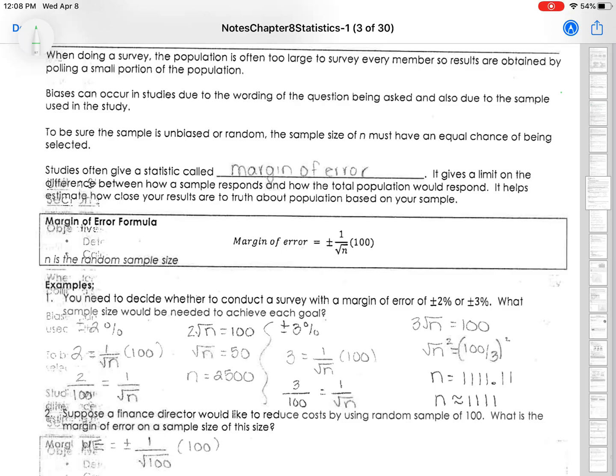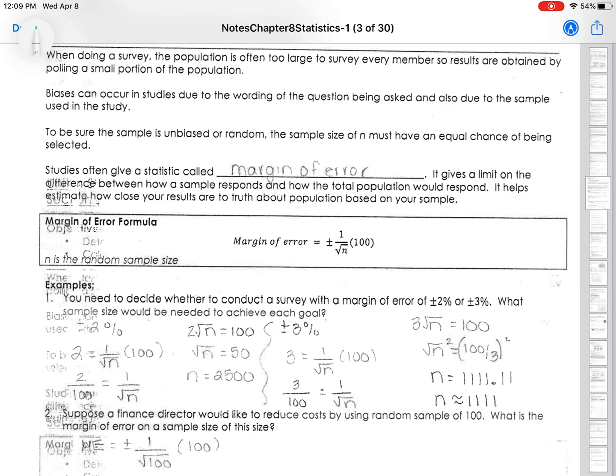All right, so in the next section of statistics, we're going to be talking about things called margin of error. When you do a survey, the population is often too big to survey every single member, so results are obtained by pulling a specific portion or a smaller group of individuals. Biases can occur in these studies due to the wording of the question that's being asked, or also due to the samples that are used.